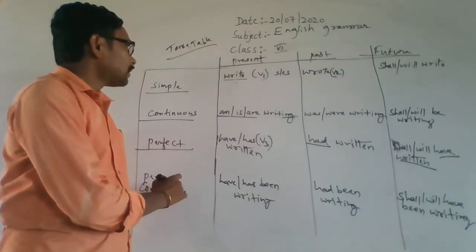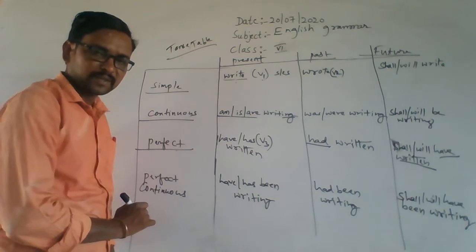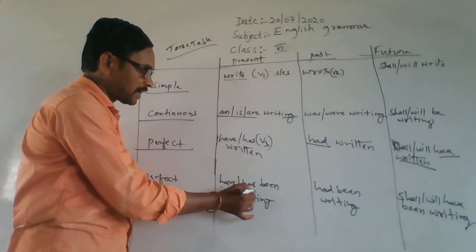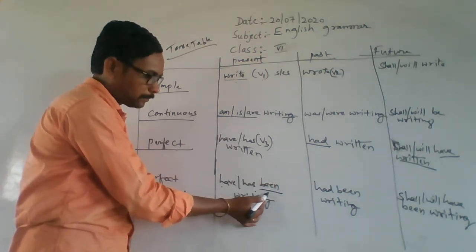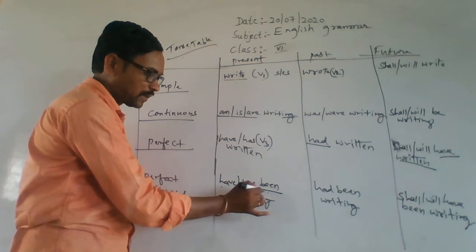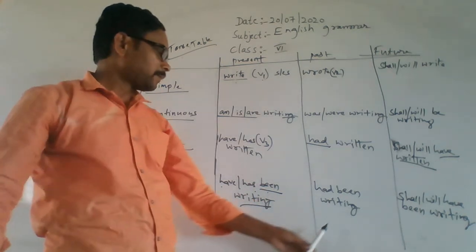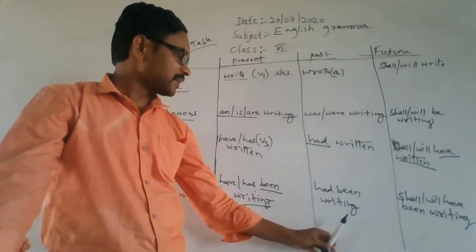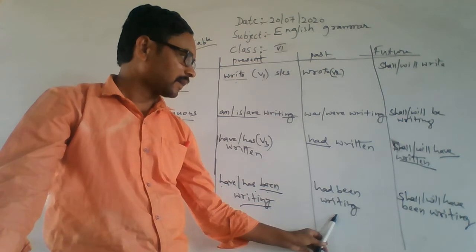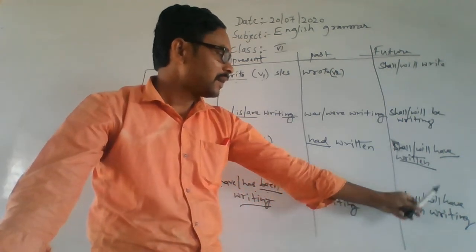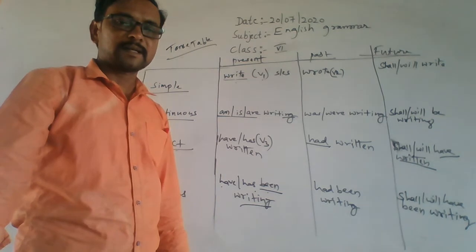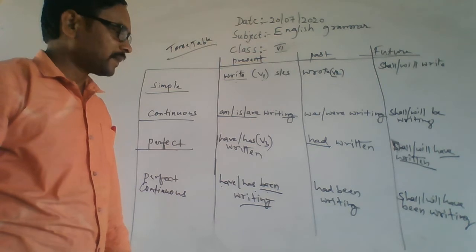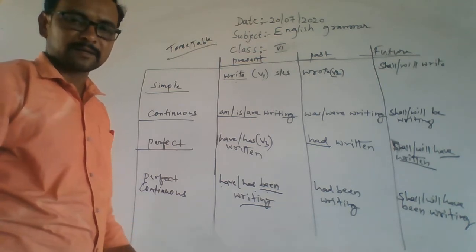Then present perfect continuous. See here, have or has, then we add been, then writing. Then past, had been writing. What is changed here? Had been writing. Then future, shall or will have been writing. Is it understood? It's very simple. Just practice every day, otherwise you can't learn. Okay.